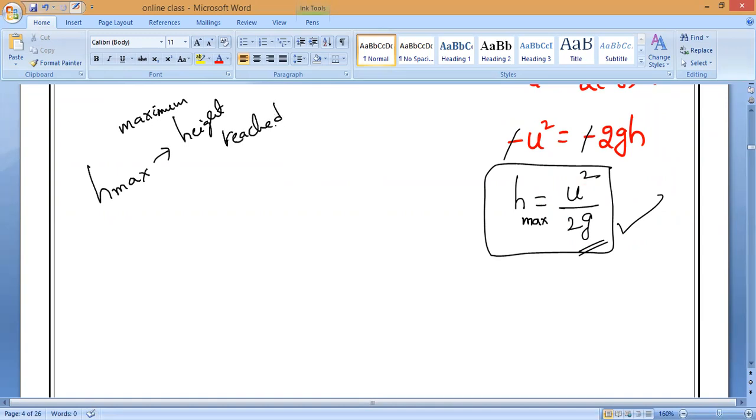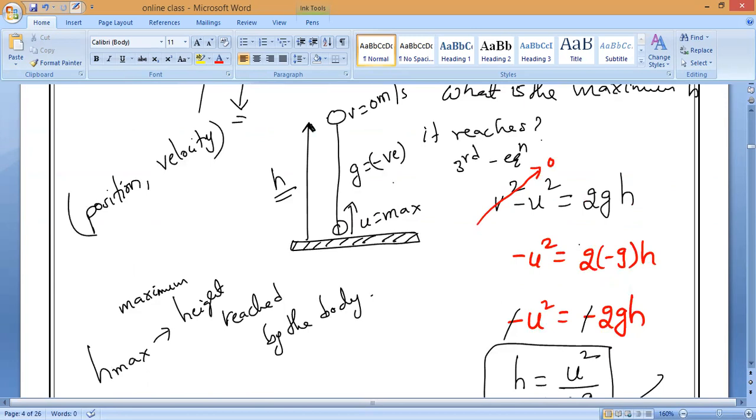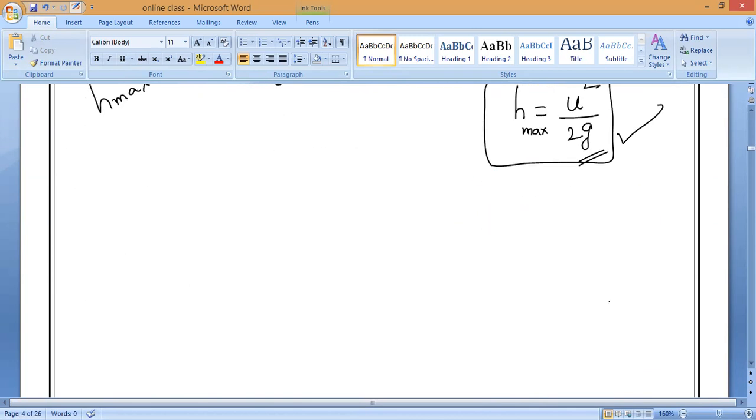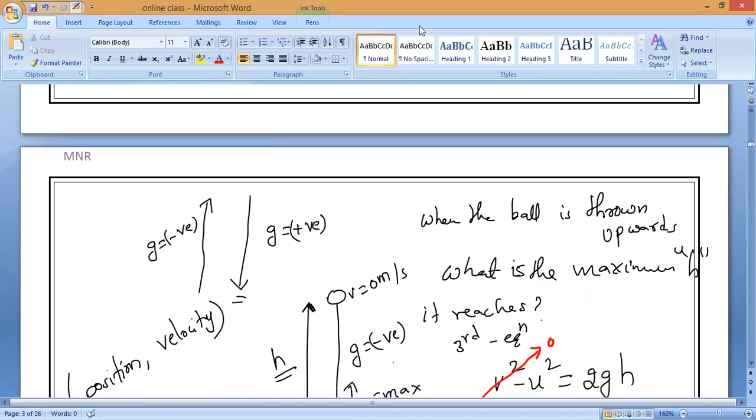When they ask you in an exam or anywhere in the question, you will come to know that there is no need to use the third equation of motion. Which equation can we use directly? We can use H max is equal to U square by 2g. That's all. Directly we'll get the answer, the maximum height reached by the body. We need not write the third equation of motion or the final velocity 0. Directly we can substitute and do it. That's all. This is how to calculate the maximum height when the ball is thrown vertically upwards.